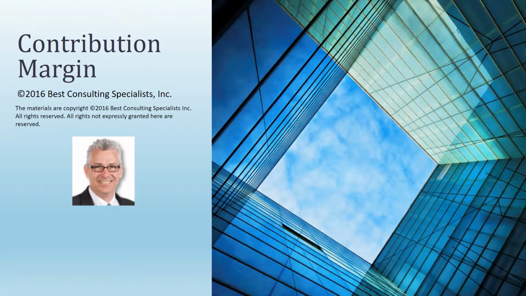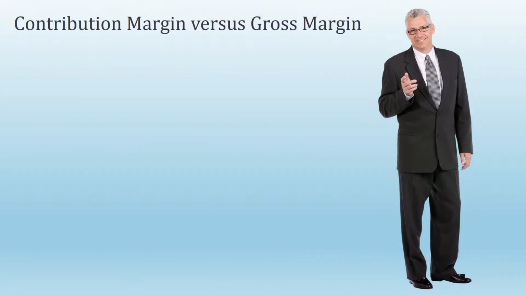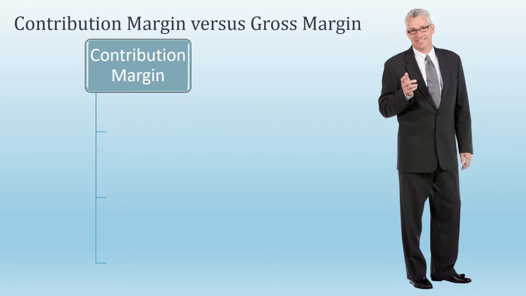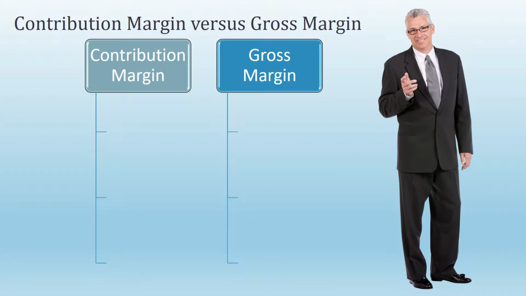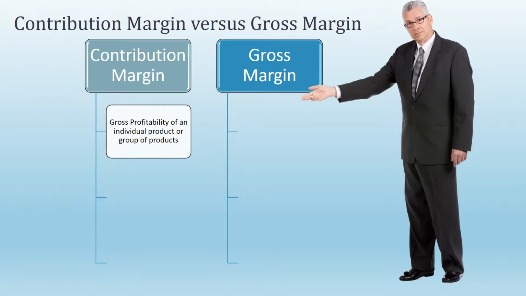This is the lesson on contribution margin. A common mistake is for executives to mistake contribution and gross margin for being the same thing. While similar, there's a distinct difference. Contribution margin shows the gross profitability of an individual product or group of products. Gross margin shows total profitability on all product sales.